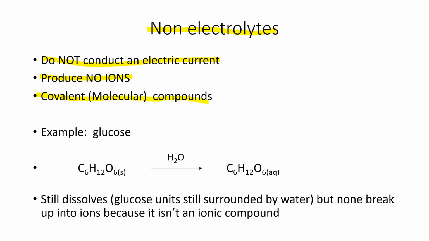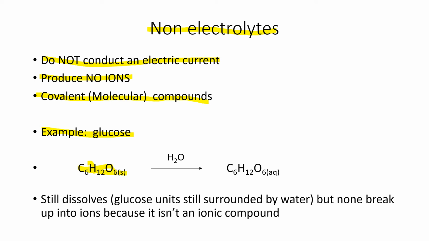A good example of this, one we're familiar with, is glucose. Glucose is the sugar that is in our blood. We know it's soluble in water, blood being a mostly water-based solution. So the formula for glucose is C6H12O6, and glucose is actually a solid.